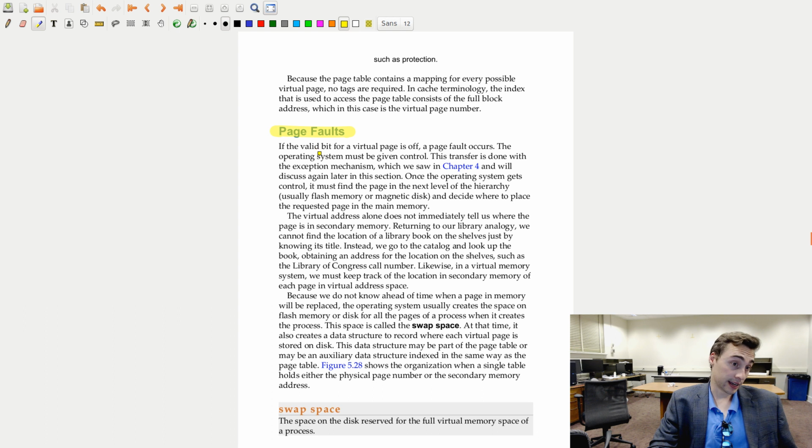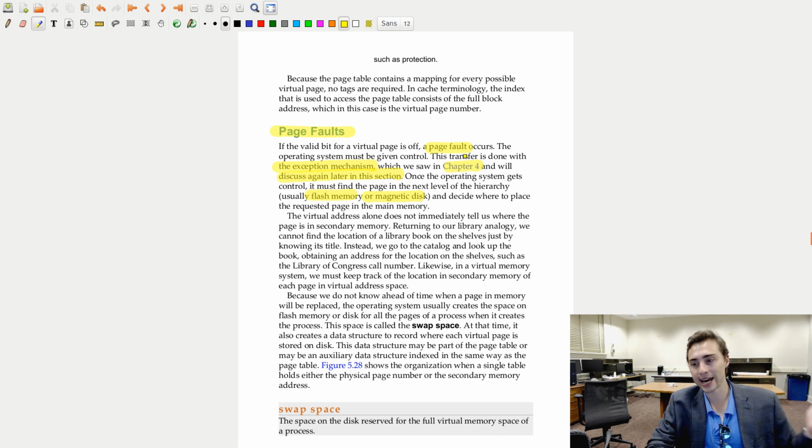So if the valid bit is 0, then we get a page fault, meaning that it's not in memory. And this transfer is done with the exception mechanism that we saw in Chapter 4, which was our last chapter, and we'll discuss it again later in this section. Once the operating system gets control, we must find the page in the next level of the hierarchy, which is usually something like flash memory or magnetic disk.